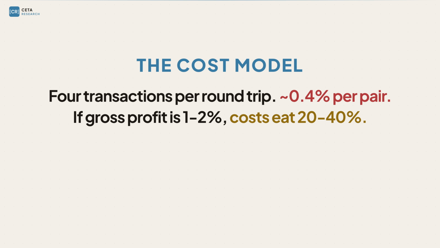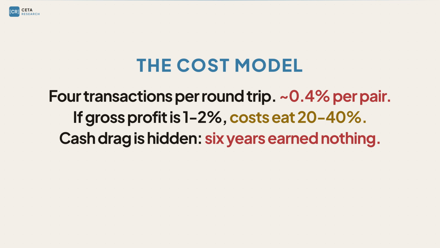Costs matter more for pairs trading than for most strategies. Each trade involves 4 transactions: buy one stock and sell another to open, then reverse both to close. At typical costs, that's roughly 0.4% per round trip for a pair. If the average pair trade earns 1 to 2% gross, costs eat 20 to 40% of the profit.